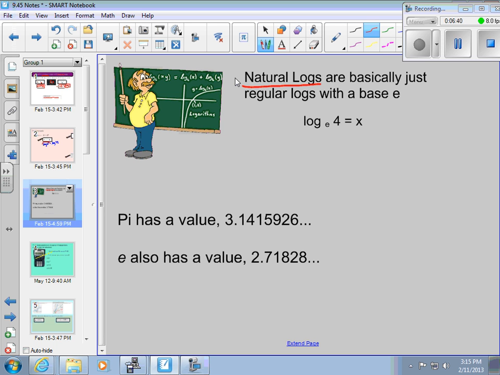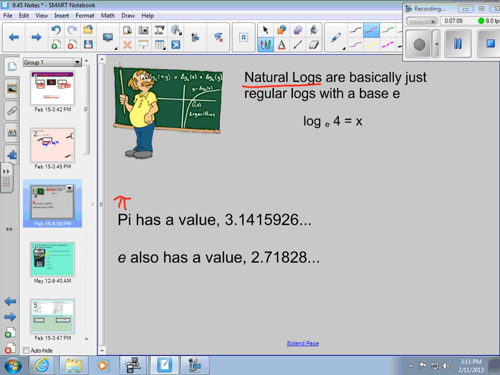Natural logs are basically regular logs with base e. Now this value e, remember pi is equal to about 3.1415. It's an irrational number. It keeps going, but it has an actual value. E is also like that. E, or our exponential, has a value of about 2.7182. It's a number. So we can have it as a base here.